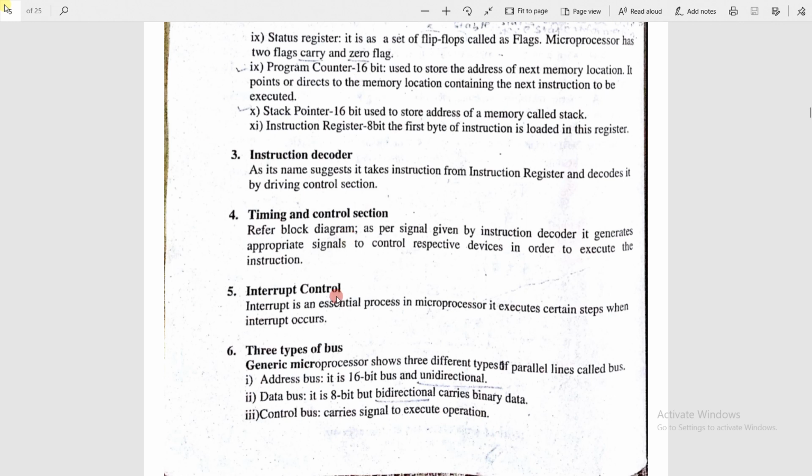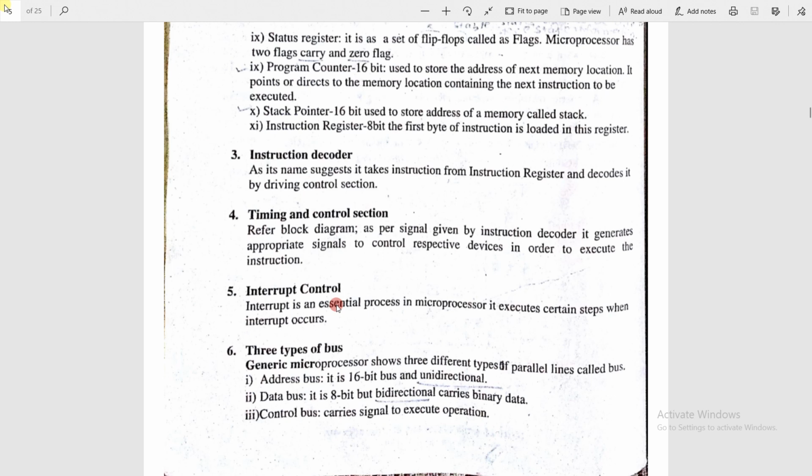Okay. Fifth one is interrupt control. We had learned interrupts in 11th. There was one chapter in which we had learned about interrupts. For example, I'm on a call on my phone, and some other friend in my friend list is calling. So we can see this is an interrupt. Likewise, in processors also, there is a concept known as interrupt. To control these interrupts, we have interrupt control.